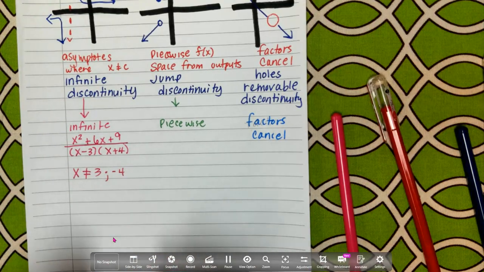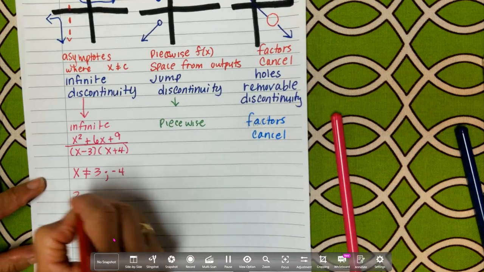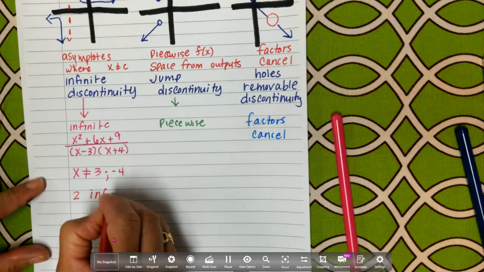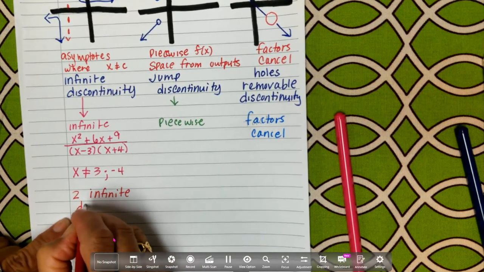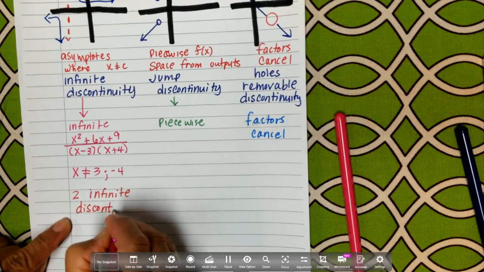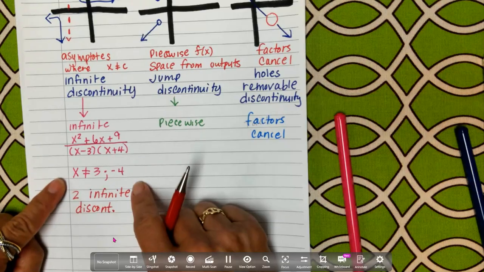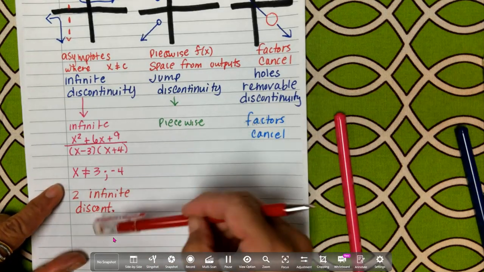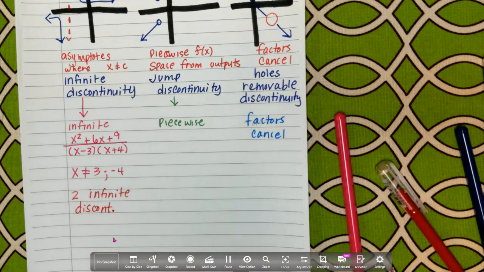So if I was trying to graph this, I would for sure have two infinite discontinuities, and I'm just going to abbreviate discontinuity, because I have two spots where this equation would be undefined. So remember, this is going to create that vertical line that's at the top of your paper.